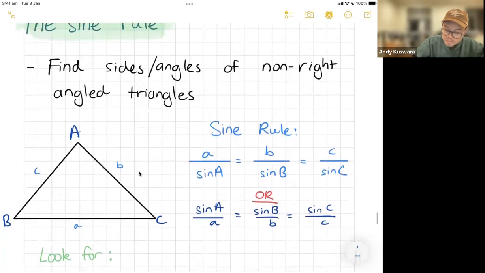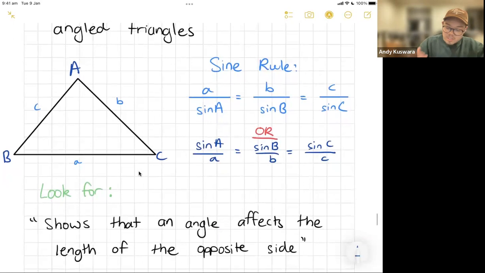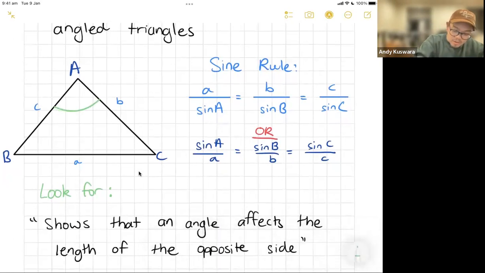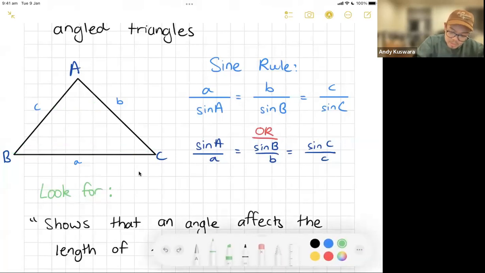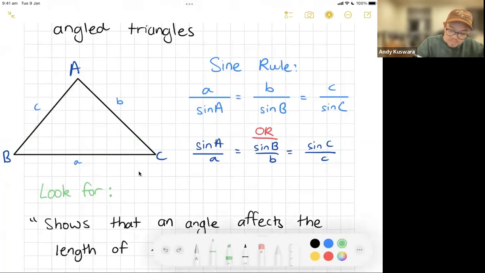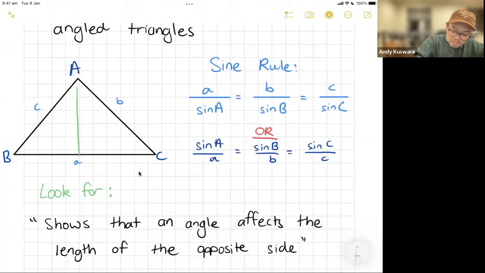If you take a look, what it's saying here is that an angle affects the length of the opposite side. So if I had a large angle here, I would have a fairly large side there. Or if I had a smaller angle here, my side on this side is going to be slightly smaller because it relates to the opposite side. Essentially what you're looking for is some sort of crisscross. That's the hint that I'm probably going to use the sine rule.